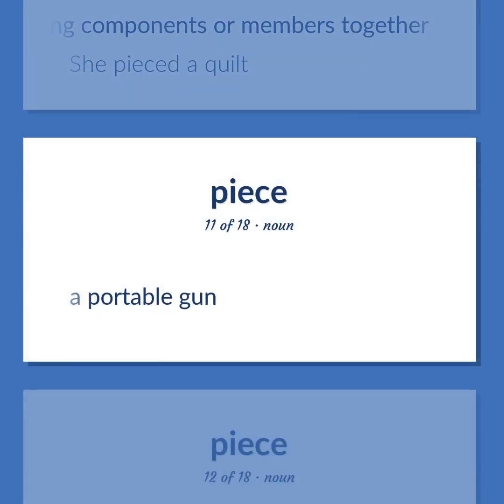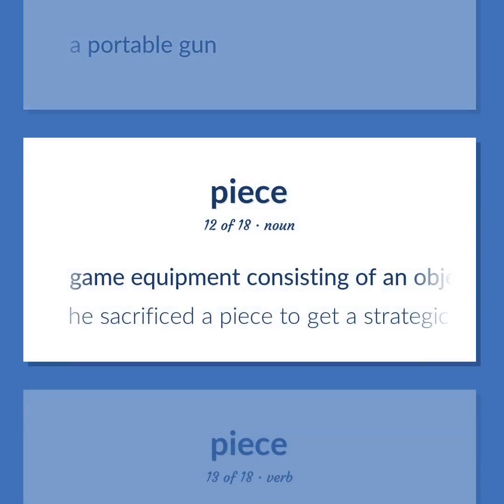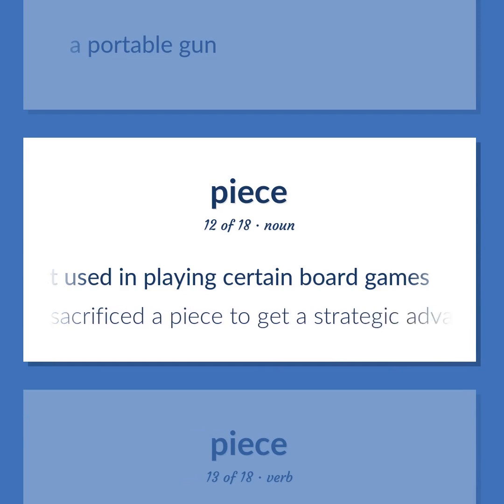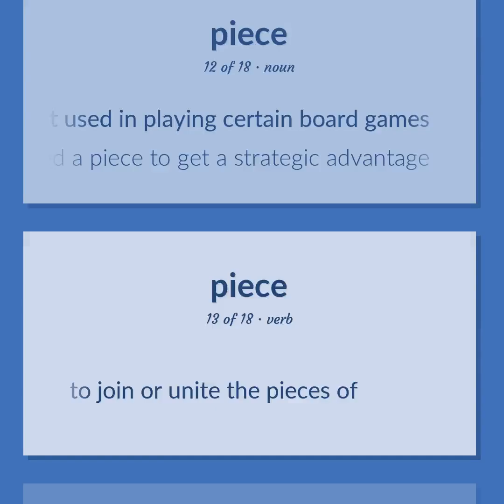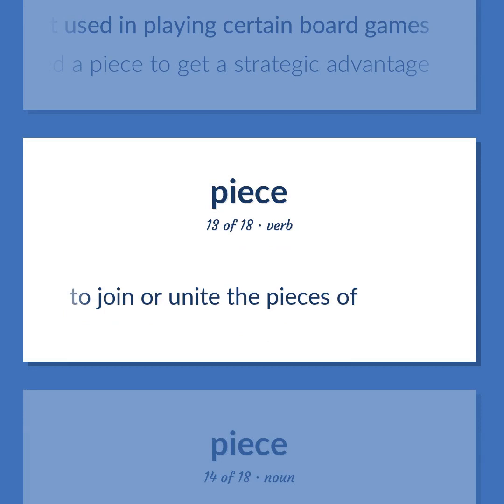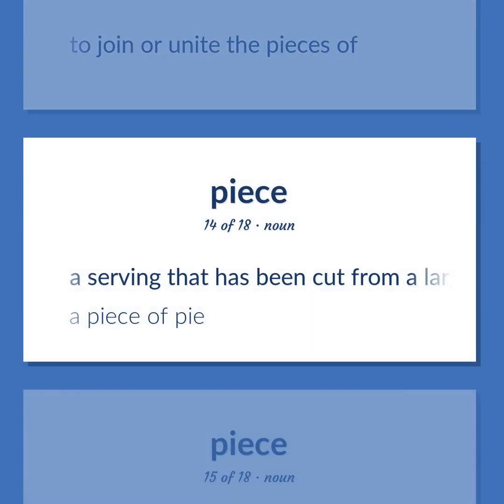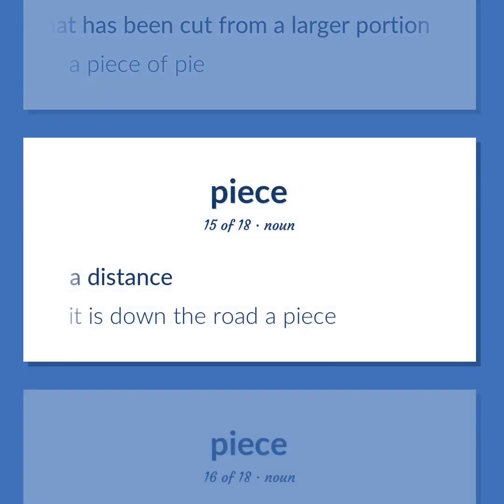A portable gun. Game equipment consisting of an object used in playing certain board games. He sacrificed a piece to get a strategic advantage. To join or unite the pieces of. A serving that has been cut from a larger portion. A piece of pie. A distance. It is down the road a piece.